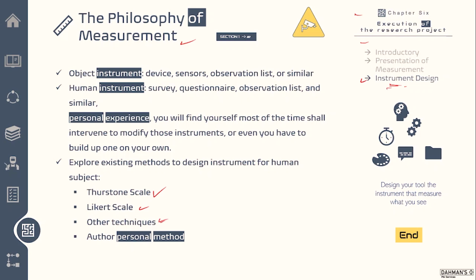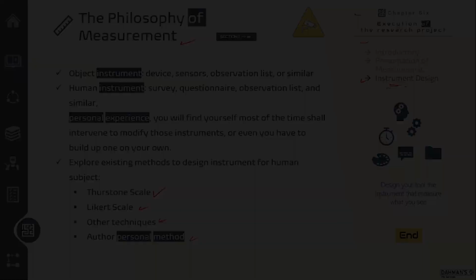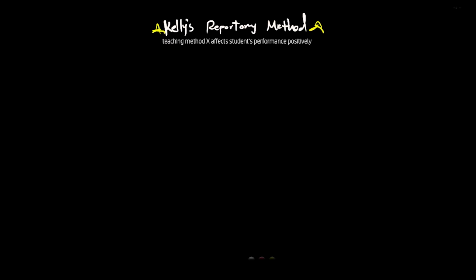The first one is Kelly's repertory technique method, and the last one is a personal method that I have developed. So let's go ahead and explore the first technique. This technique is called Kelly's repertory method. For example, here we're still discussing the exact same research question, and that's to figure out whether teaching method X affects student performance or not.